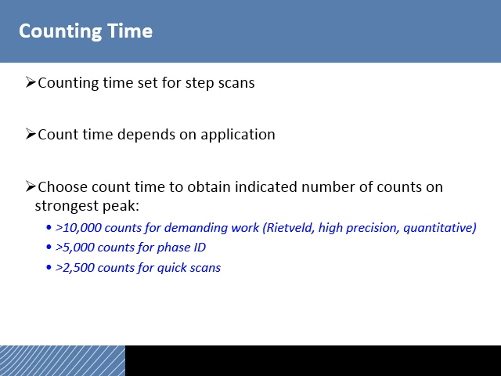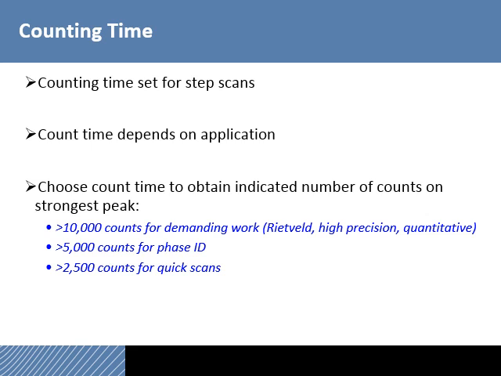When we set the counting time in a diffractometer, it's generally done in terms of a count time per step. It should be noted that the modern diffractometer actually has what they refer to as a strip or linear detector, as opposed to the older diffractometers, which have a point detector.